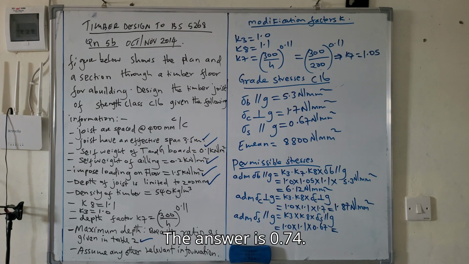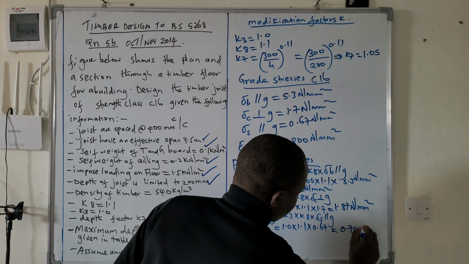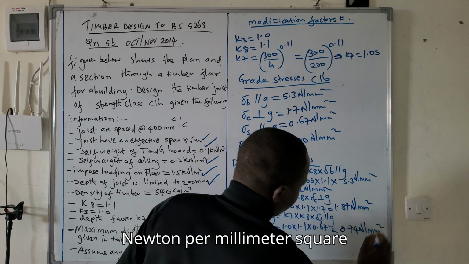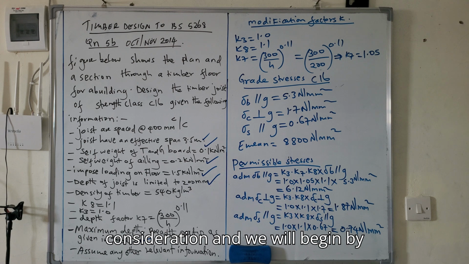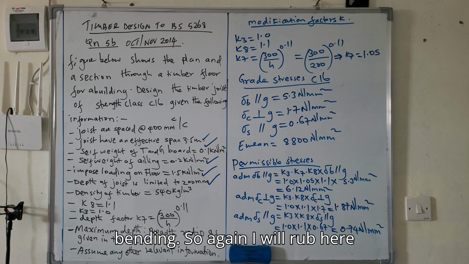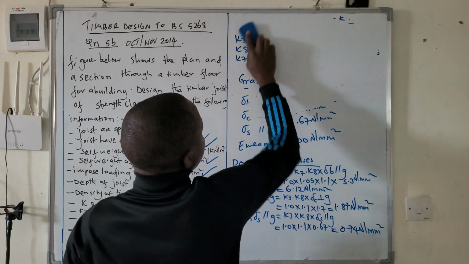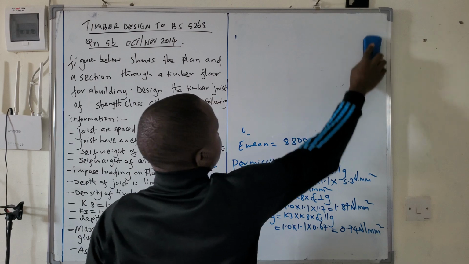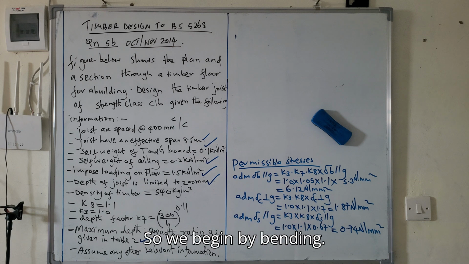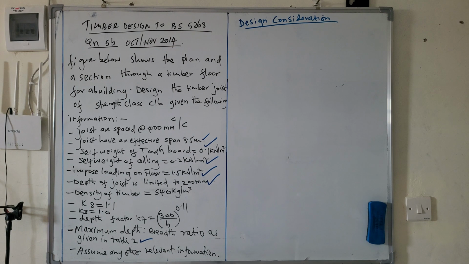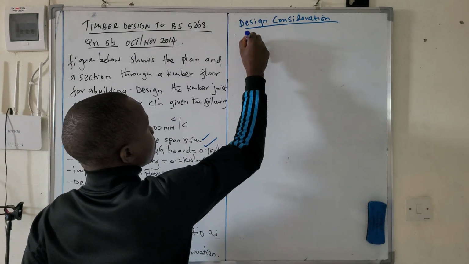The answer is 0.74 Newton per millimeter square. From here, we proceed to design consideration, and we will begin by bending. So again, I will rub here to create more space for calculation. So we begin by bending. Now, design consideration will begin by bending.